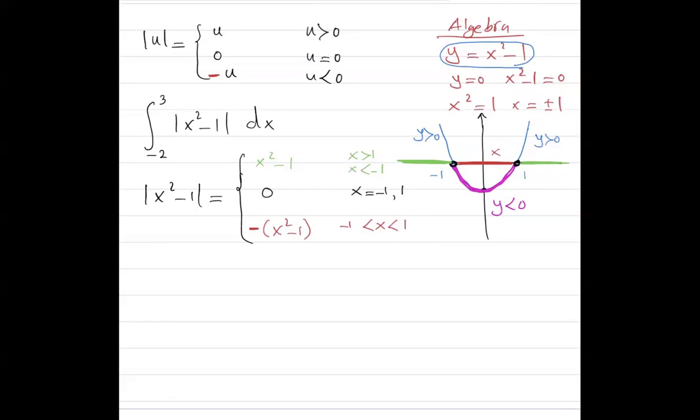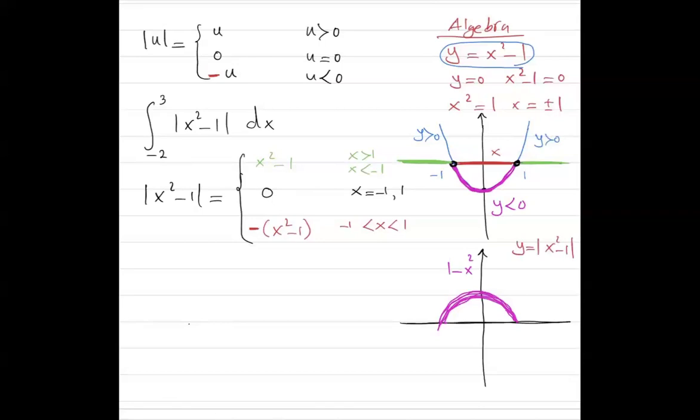To graph this absolute value, you just need to flip the negative part with respect to the x-axis. Since y is negative between -1 and 1, you have to flip this with respect to the x-axis. And this is what you get. This is the absolute value of x squared minus 1, which in turn can be written as 1 minus x squared.